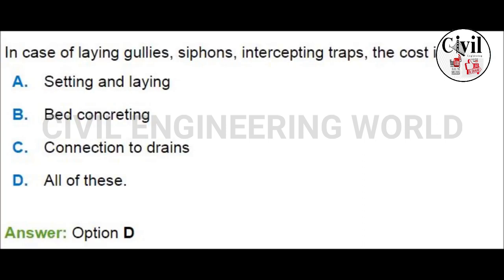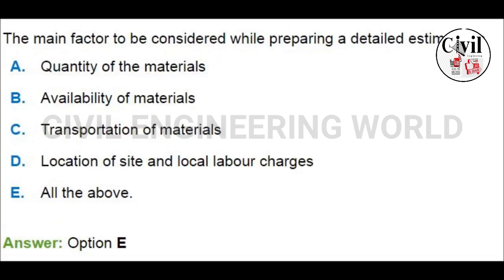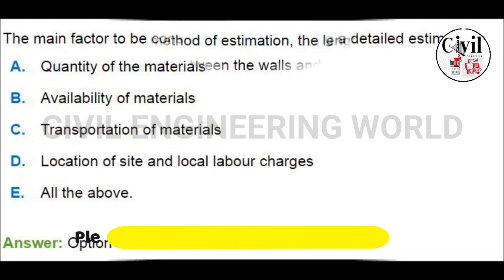The main factor to be considered while preparing a detailed estimate is quantity of materials, availability of materials, transportation of materials, location of site, and local labor charges. And E, all of above. So E is the correct answer. We consider all of these options while preparing an estimate.